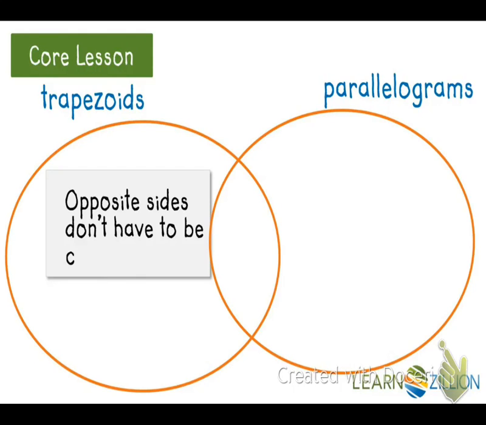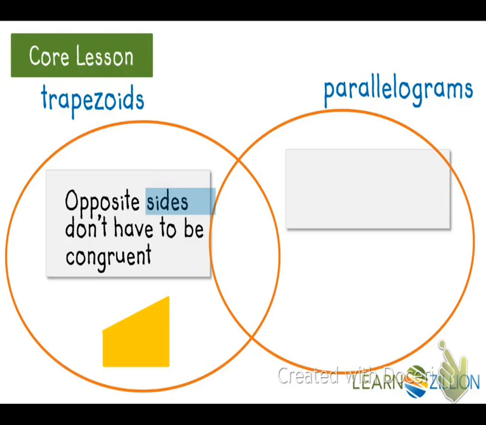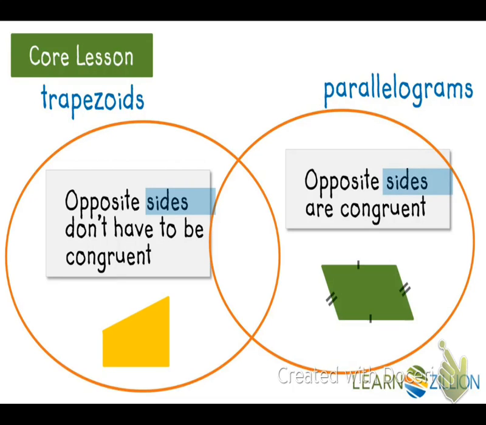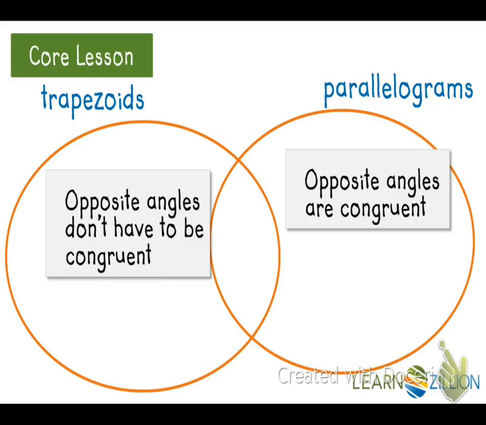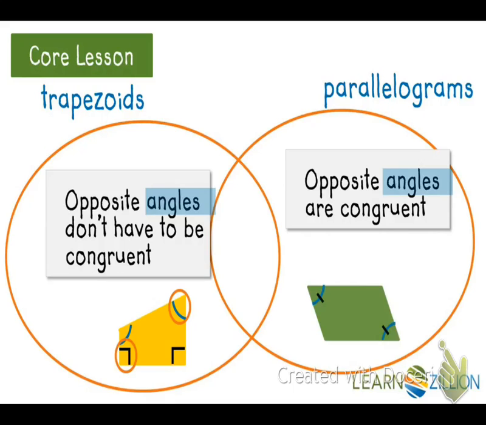Trapezoids do not have to have opposite sides congruent. Parallelograms do have to have opposite sides congruent. Trapezoids don't necessarily have opposite angles that are congruent or the same measurement. Parallelograms will always have opposite angles congruent.